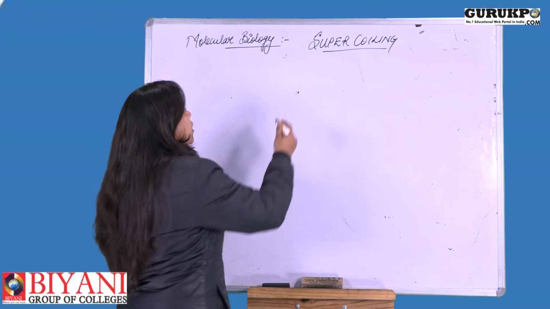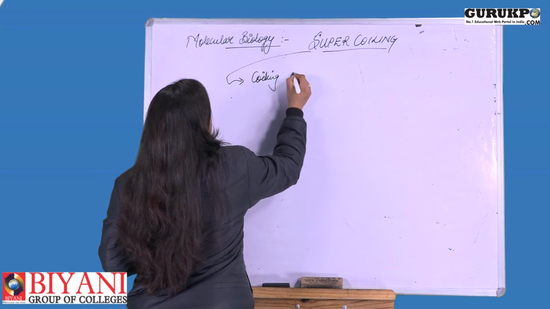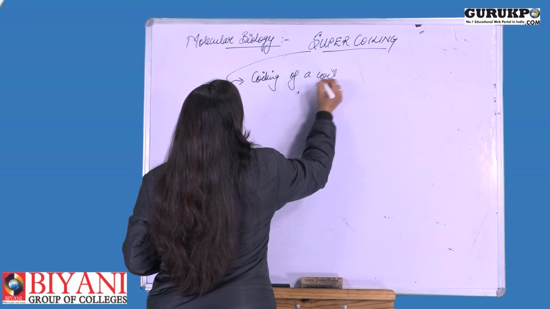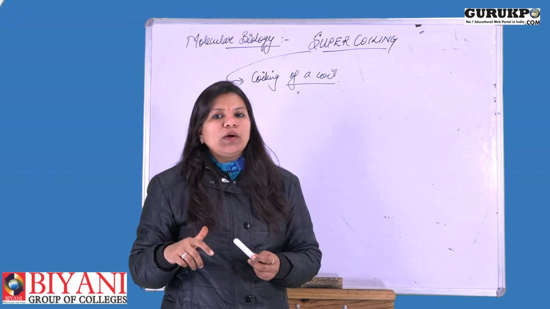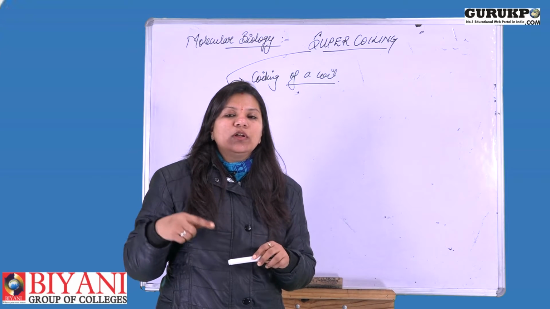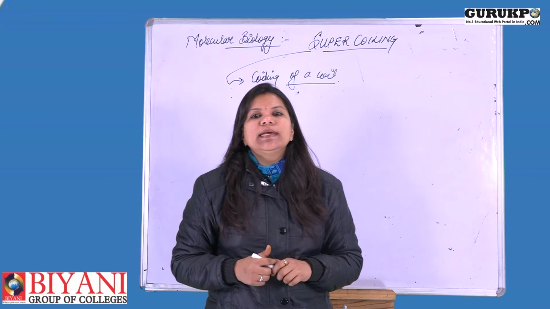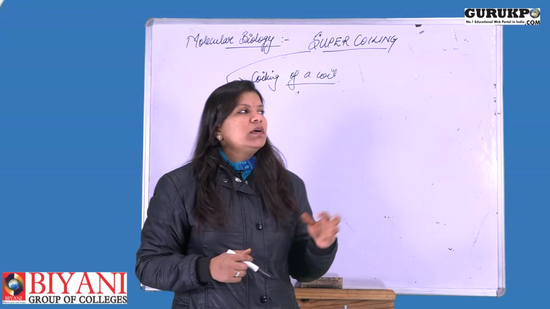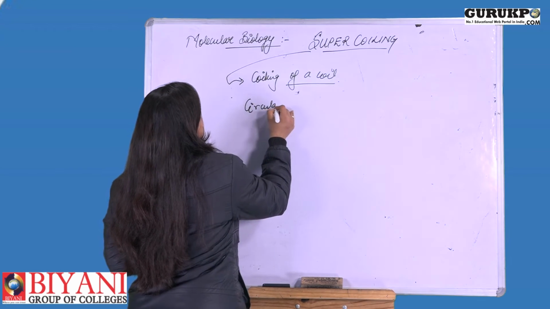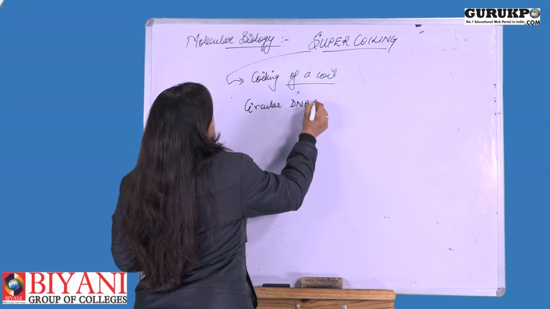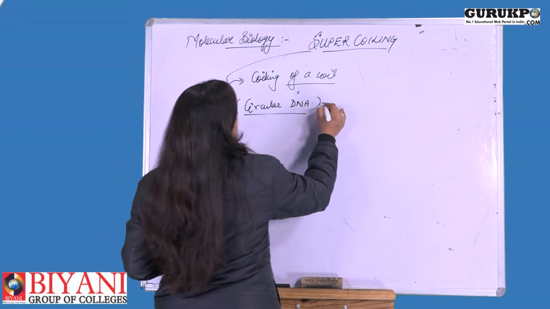That is, supercoiling is basically coiling of a coil. So when a coiled or interwound structure is again wound on itself, it forms a supercoiled structure. Basically, supercoiling is found in the type of DNA which is circular in nature. And I guess everyone knows that circular DNA is the property of prokaryotes.